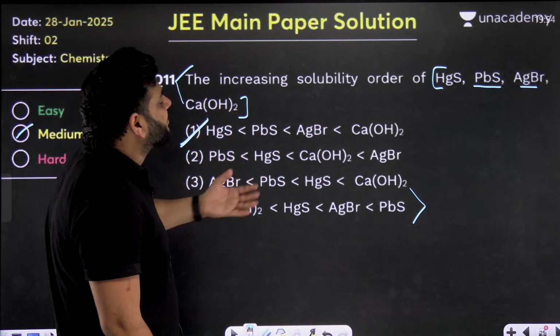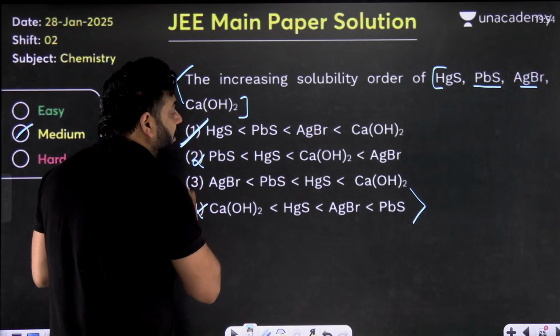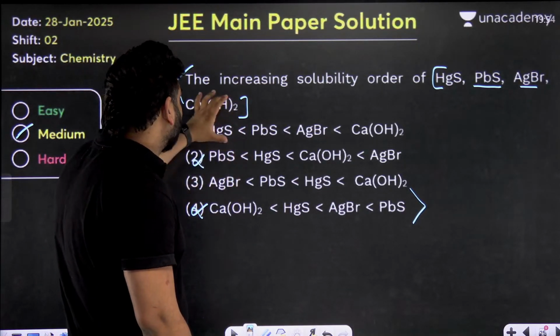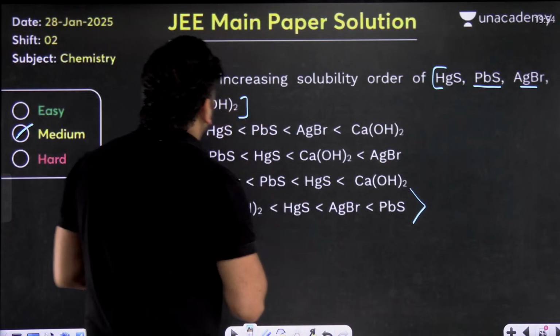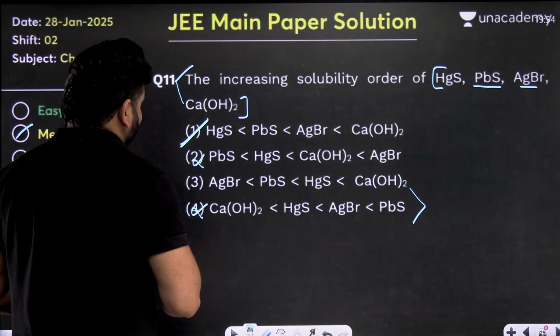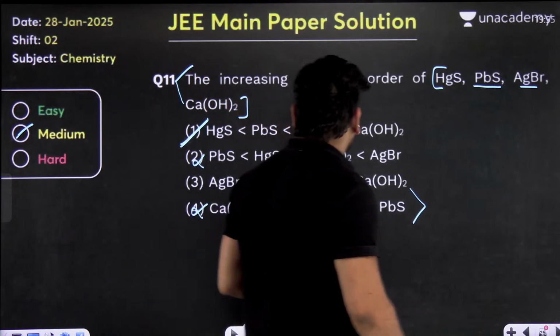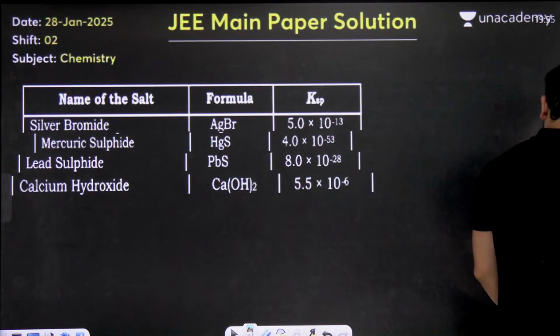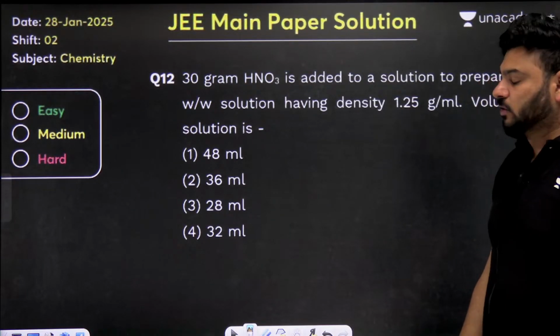Then we can use the elimination method. We can neglect calcium hydroxide, and then check the others and see that AgBr is also a precipitate which is more soluble than PbS and HgS. So that was the question. We have another question, everyone, the 12th question for the day.